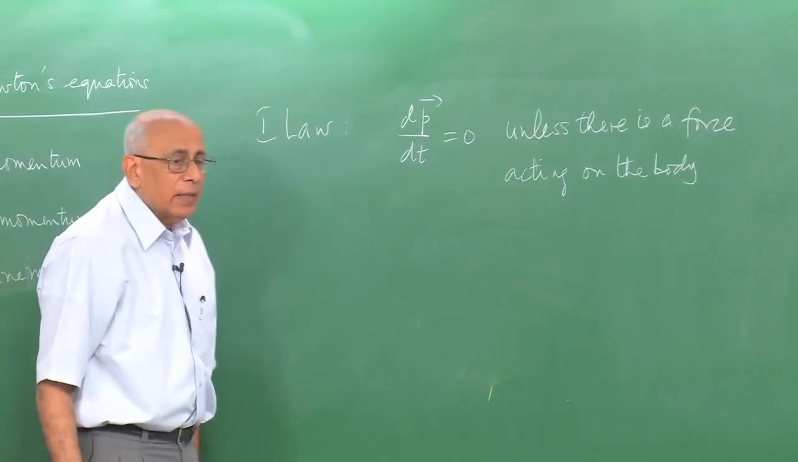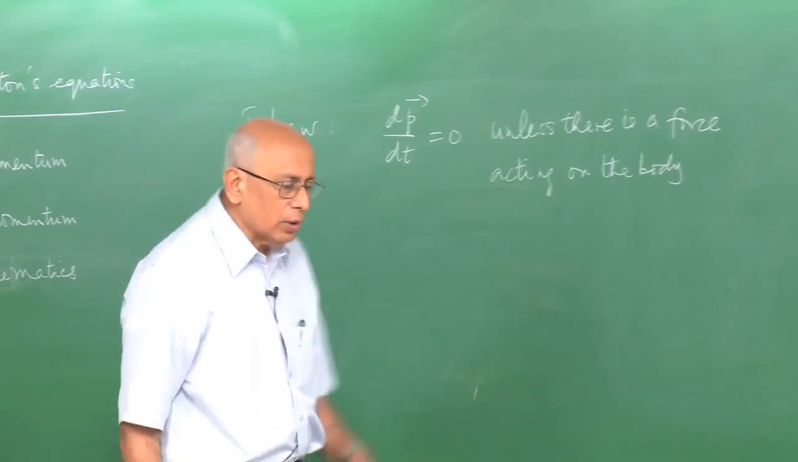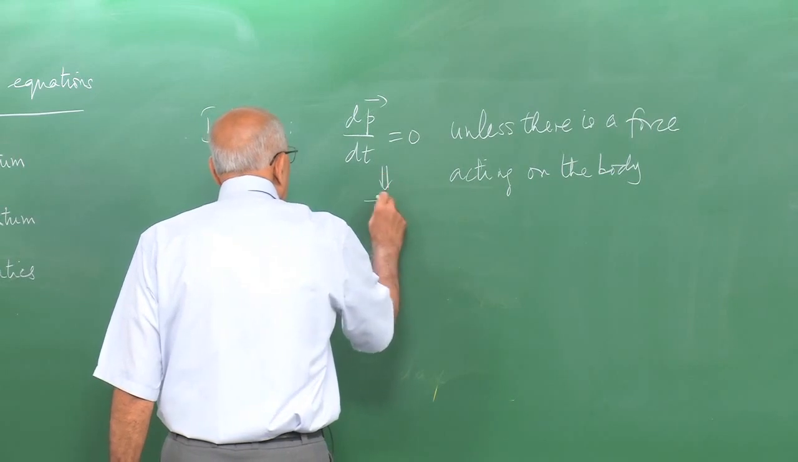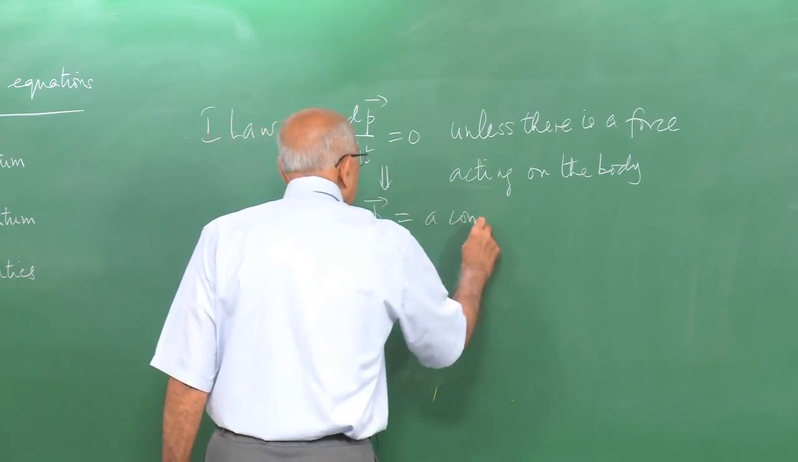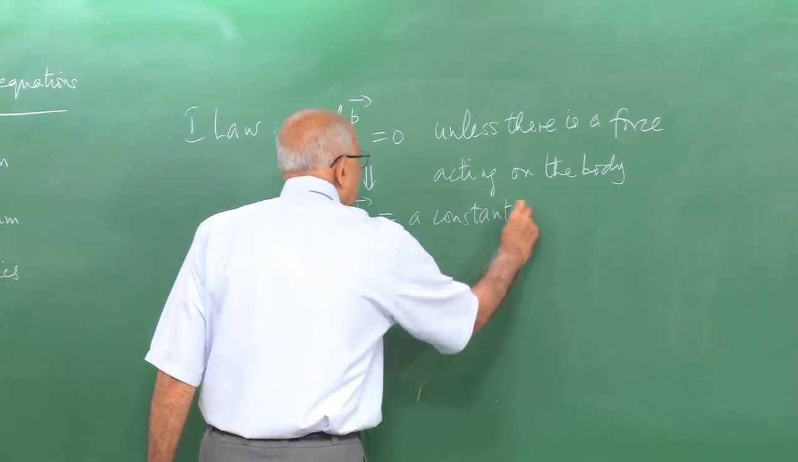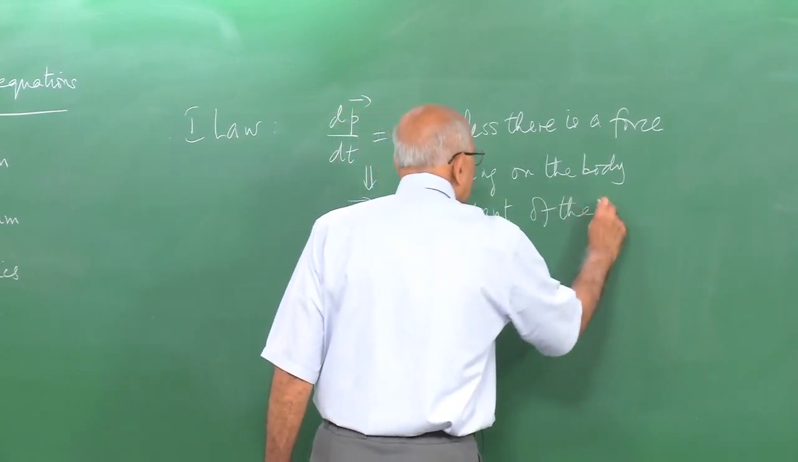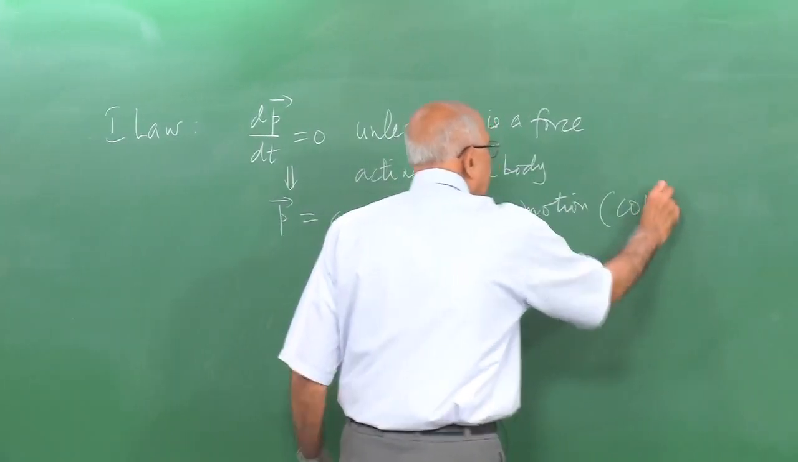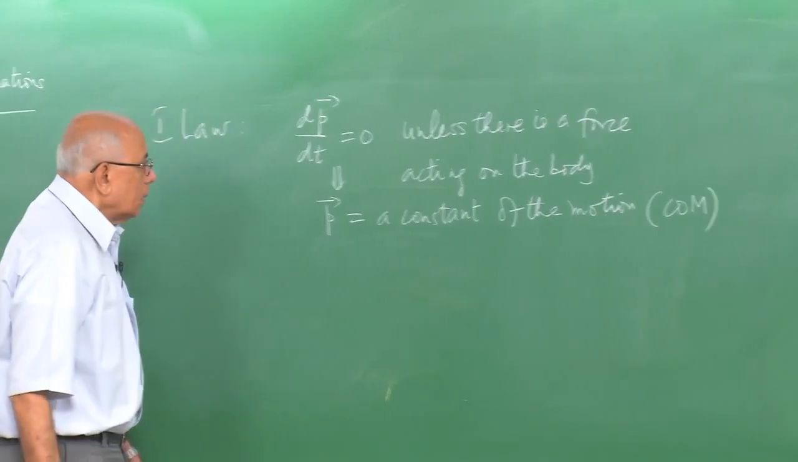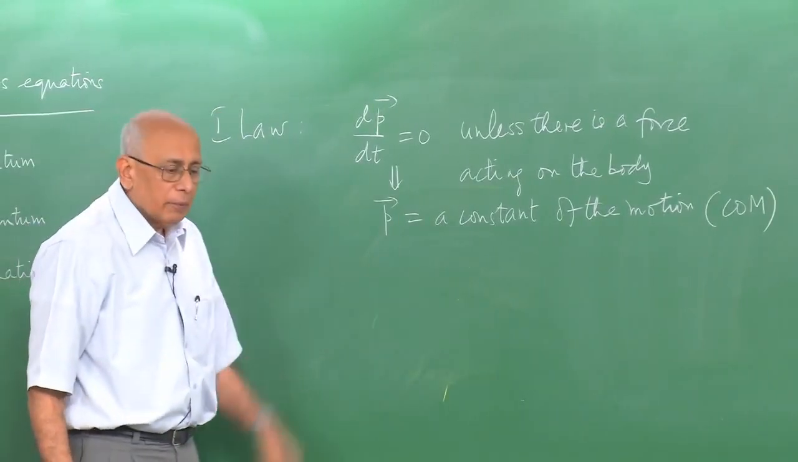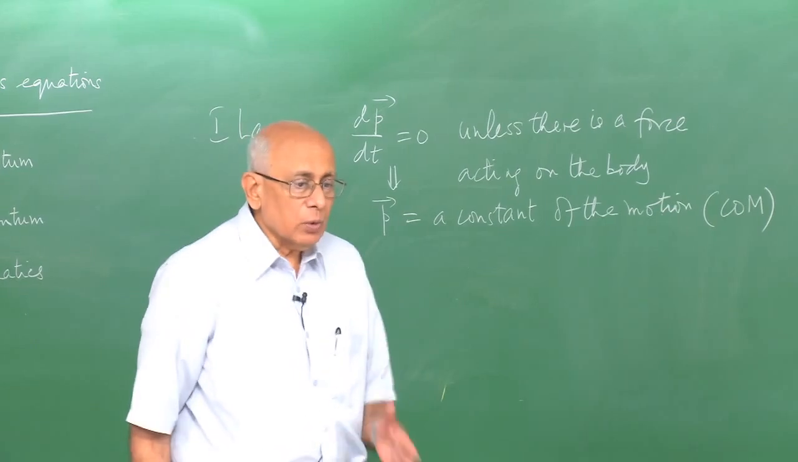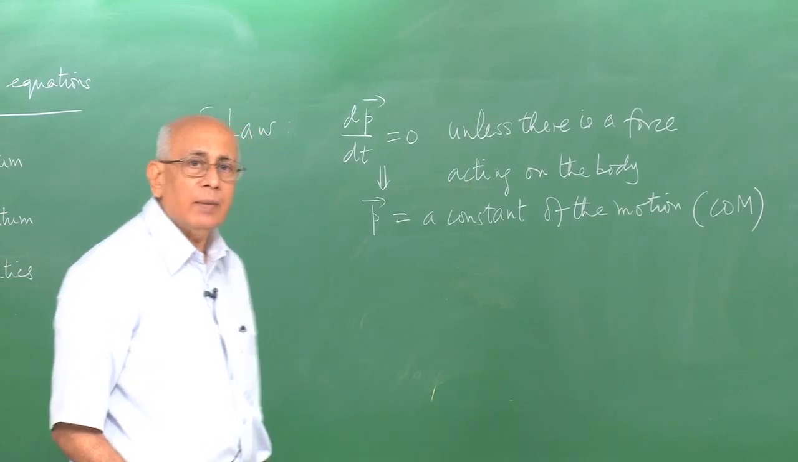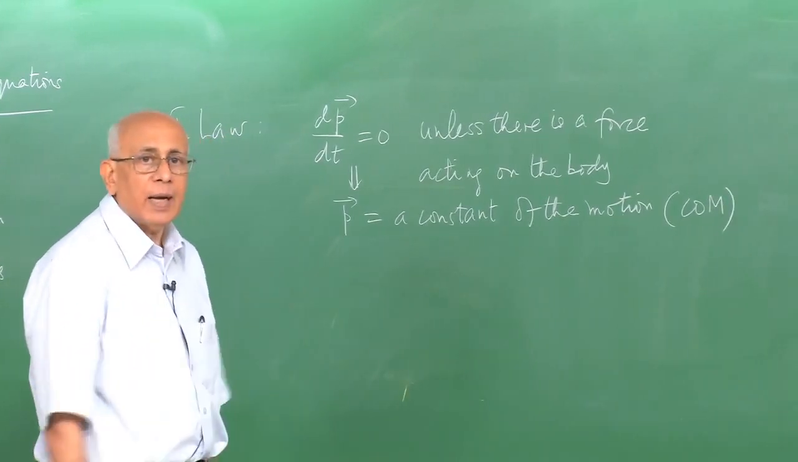And that's the reason why it continues in the state of uniform motion, because this will imply that P is equal to a constant vector, of course. And we say it's a constant of the motion, which I'll often abbreviate as COM, and this is a conservation principle. So it says that the momentum, once you specify it at some initial instant of time, continues to be the same for all time unless there is an external force acting on the body.